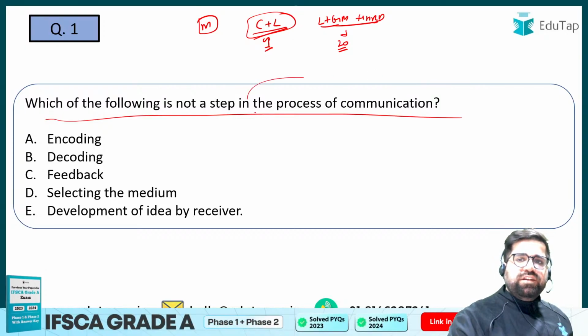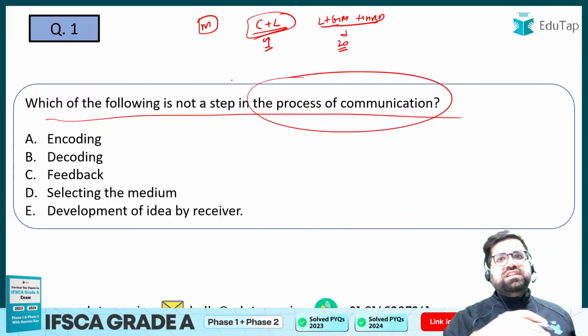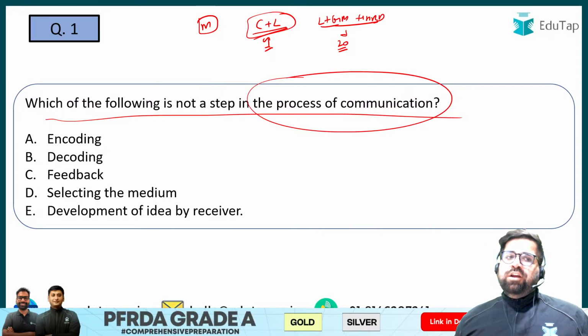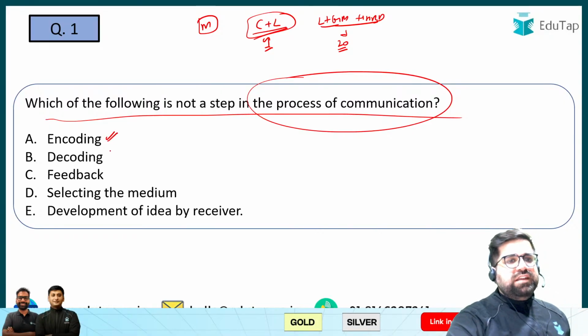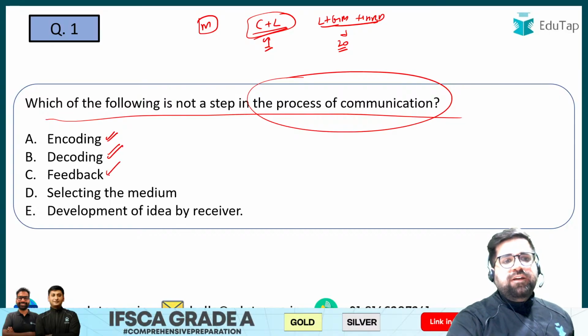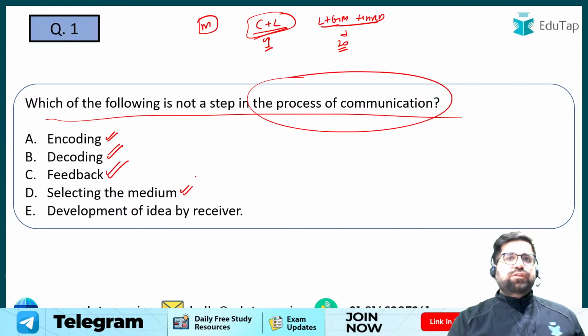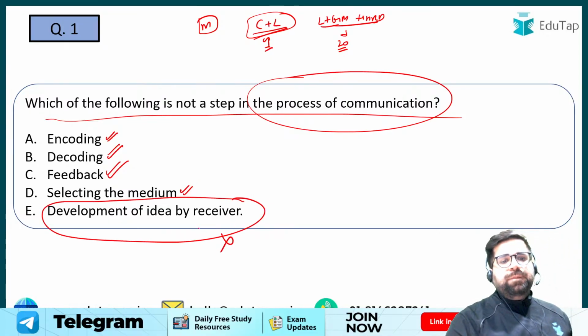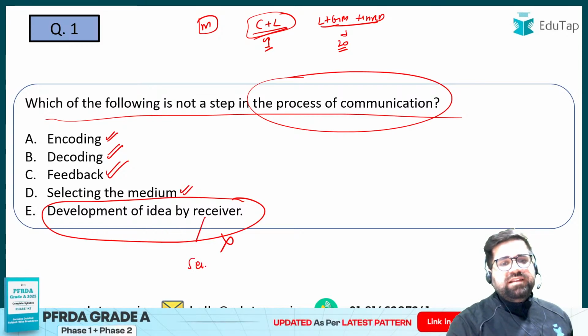Now, if you know the process of communication, it can be journal as well, and it can be given by some specific personalities also. Right, so encoding is definitely one of these steps, decoding is also one of these steps, feedback is also one of these steps, selecting the medium, yes, it is also one of these steps, but development of idea by receiver, this is incorrect because development of idea is taken by sender.